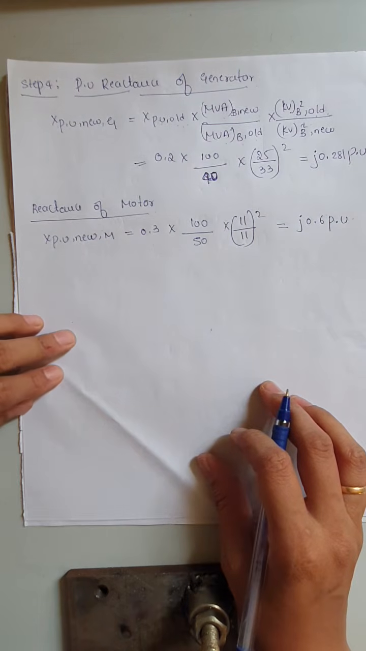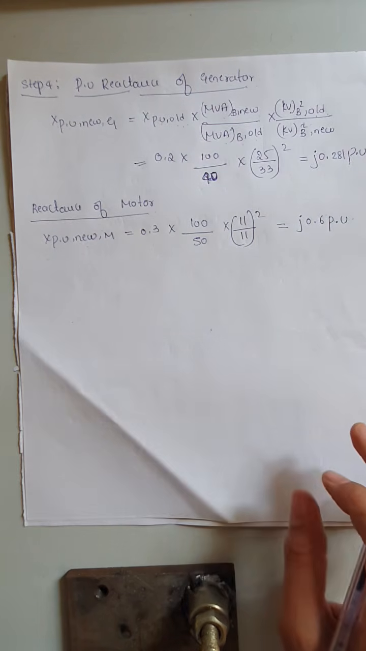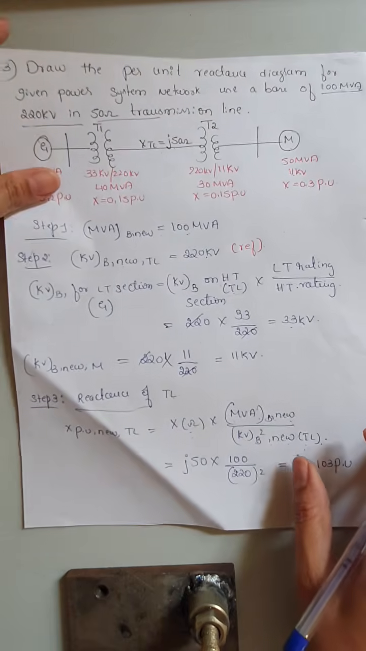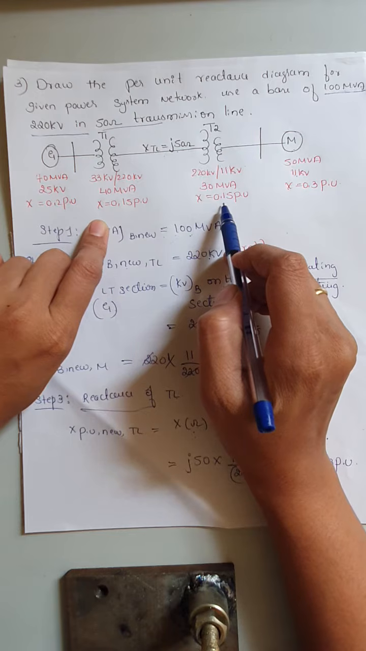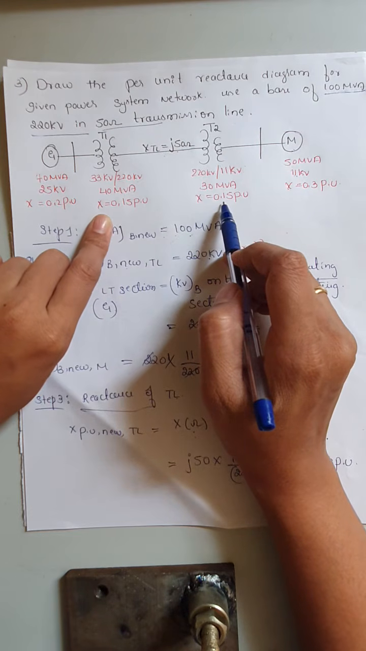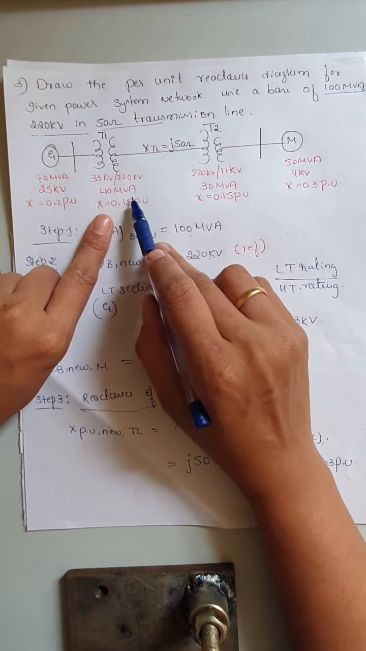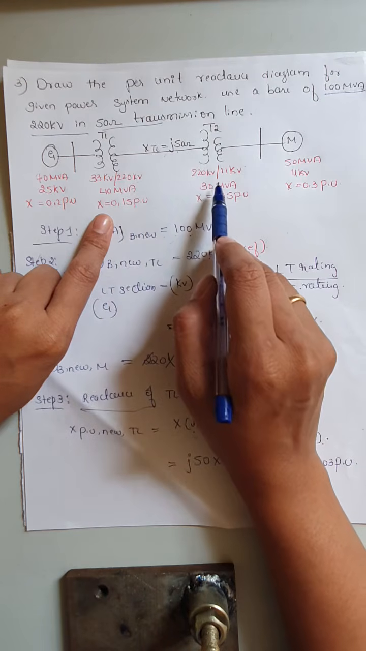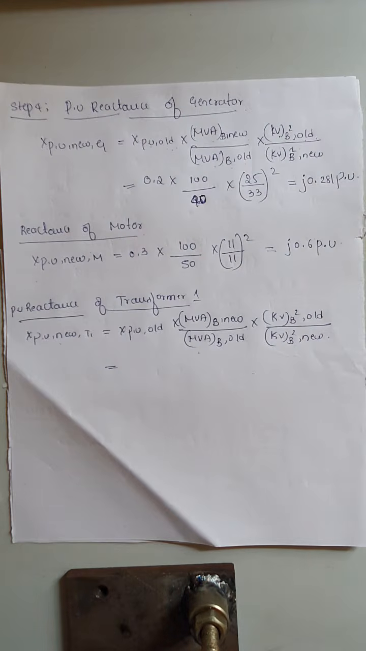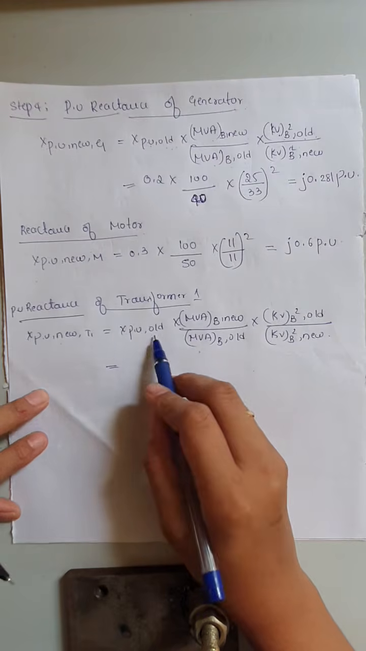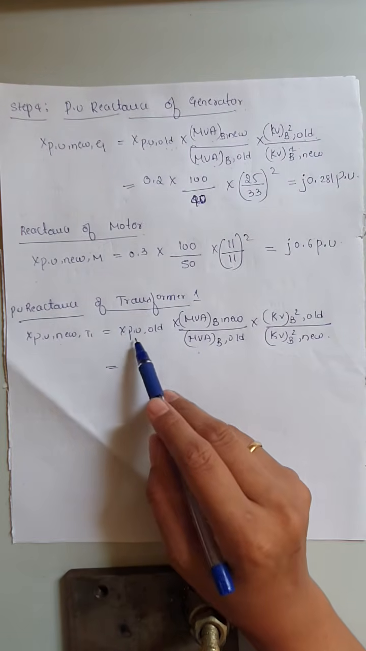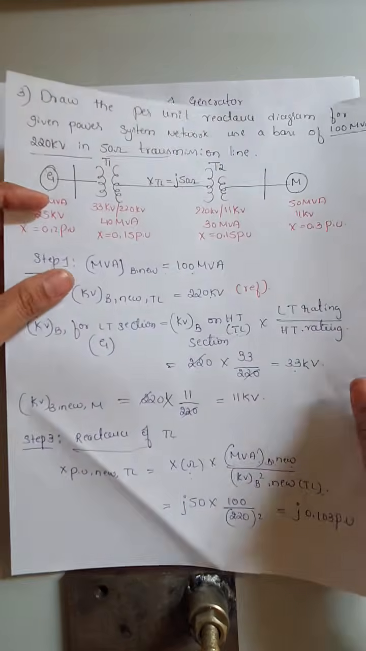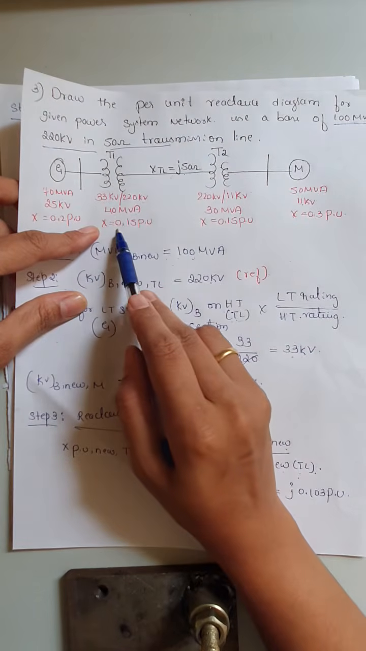So next, last is the calculation for both the transformers. Observe the given data here. Transformers T1 and T2 both have different ratings. So you need to do two separate calculations, one for the T1 transformer and also one for the T2 transformer. Now, X per unit new, this is the formula for the transformer, same formula only. For T1, X per unit new. Now look at the T1 transformer data, it is 0.15 per unit.